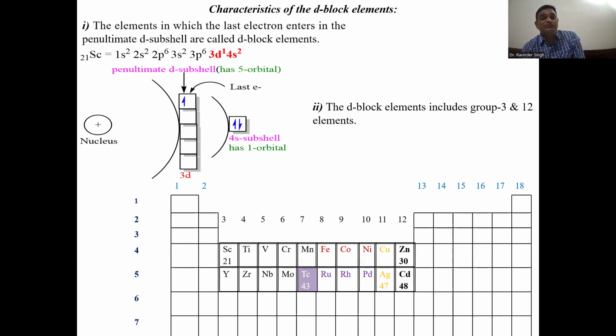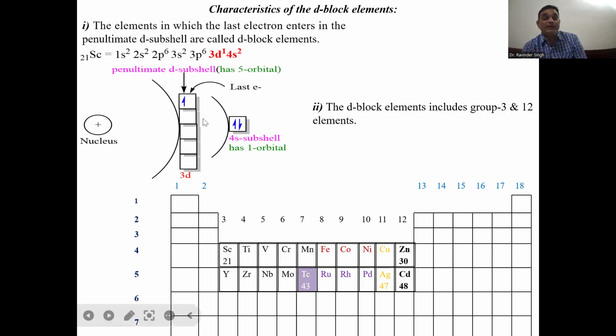As we know, when you write the configuration of a d block element, like scandium, you can write it as 1s2 2s2 2p6 3s2 3p6 3d1 4s2. But there is a common thing. You can see in scandium that the d subshell is not fully filled. There is one electron in the d subshell, one unpaired electron.